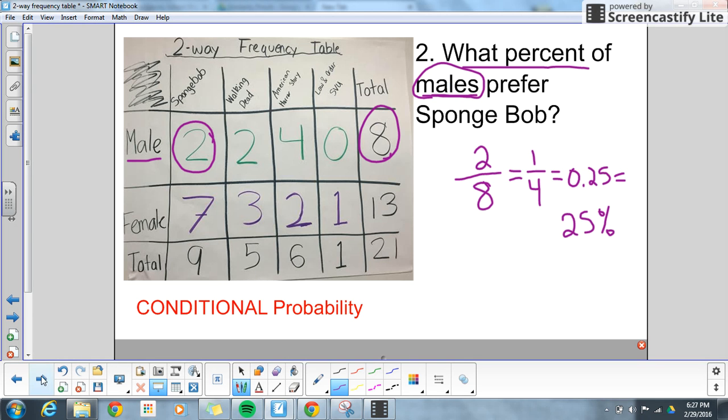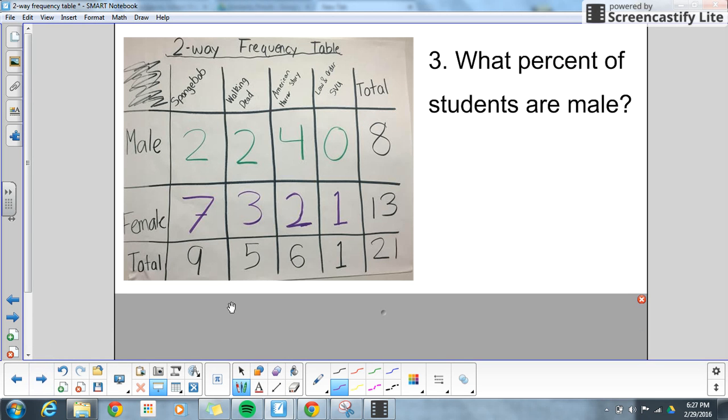All right, let's take a look at one more. The last one said, what percent of students are male? So our category here that we're looking at is students, so we want to use our total again. So that's going to be 21 in our denominator. That's our whole. Now of those students, how many are male? Well, we've got our 8 total males. So I'm going to write that as a fraction as 8 over 21.